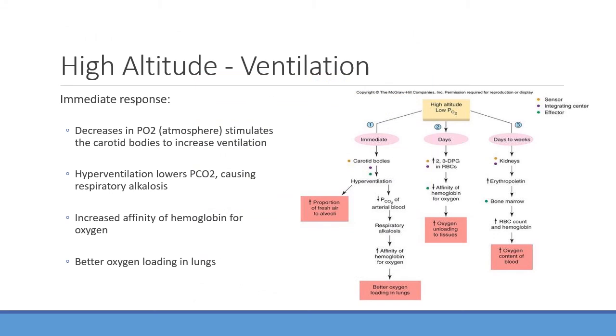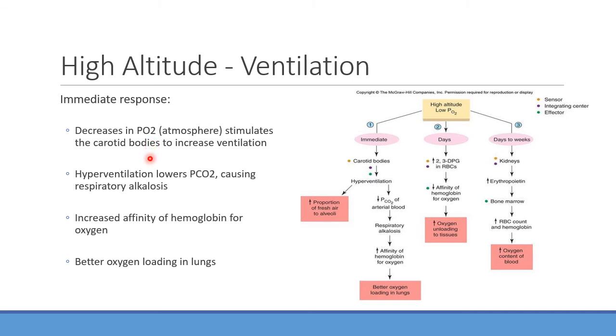So the immediate response, say for instance you went from Florida to Denver, hopped off the plane. The immediate changes you're going to see are that your body is sensing a decreased amount of PO2 in the atmosphere, and that's going to be stimulating the carotid bodies to increase ventilation. Remember we said that the carotid bodies are more sensitive to the O2. Again, CO2 is always going to be the most primary drive, but here the CO2 is not the issue. It's the lack of O2 in this case. So the carotid bodies are going to be picking that up.